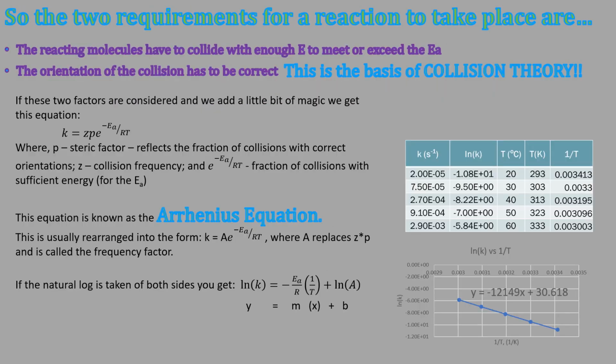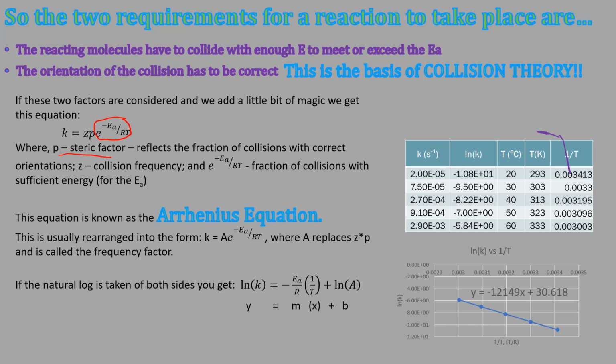All right, so the two requirements: the reacting molecules have to collide with enough energy to meet or exceed the energy of activation, and the orientation of the collisions has to be correct. So that's the basis of collision theory. And if we look at this equation right here, this is called the Arrhenius equation. P is the steric factor, and that reflects the fraction of collisions with the correct orientation. Z is collision frequency, so how often they're colliding. And this little part right here is the fraction of collisions with sufficient energy, so the fraction of collisions that can meet or exceed the energy of activation.